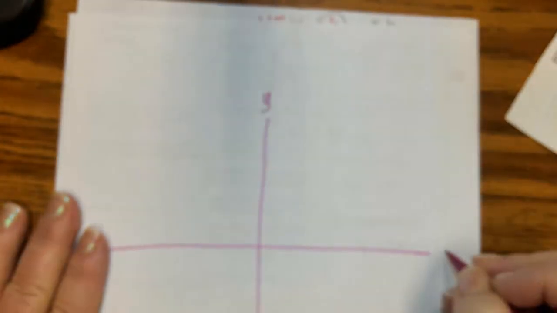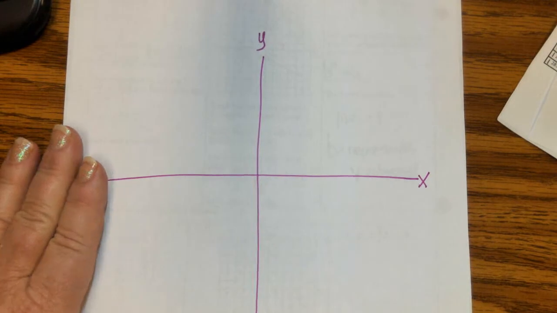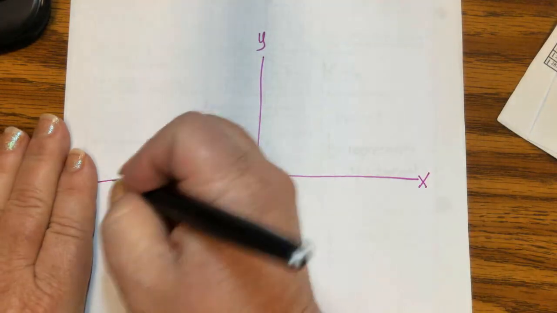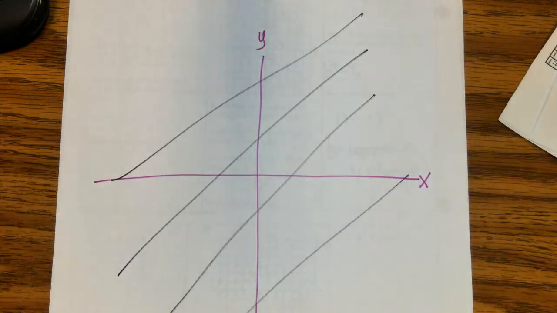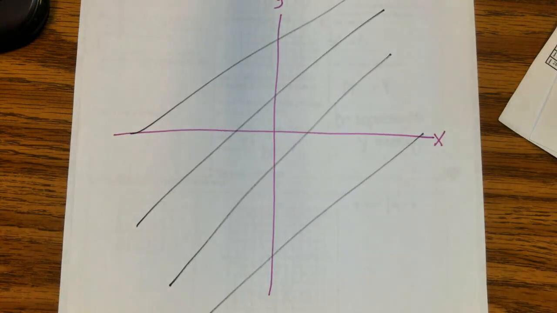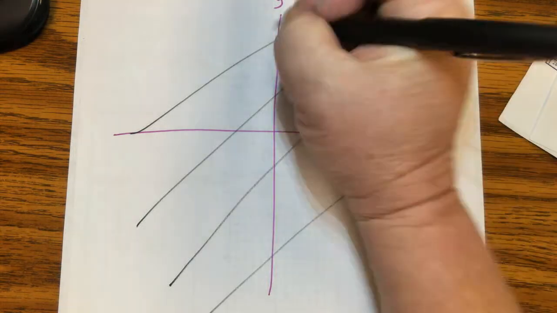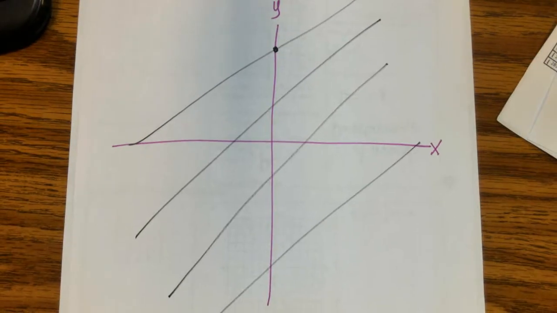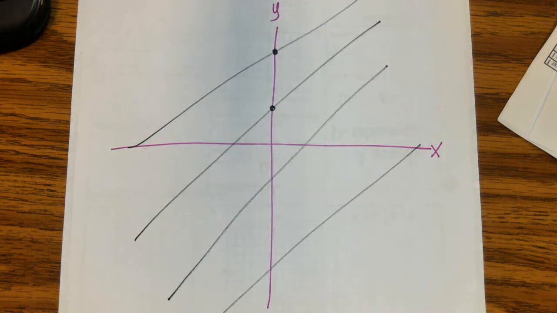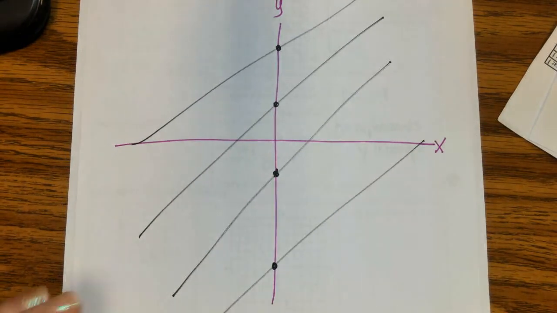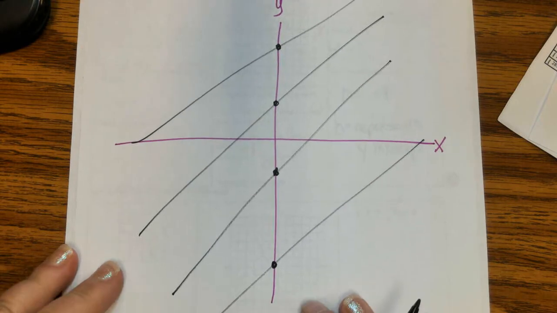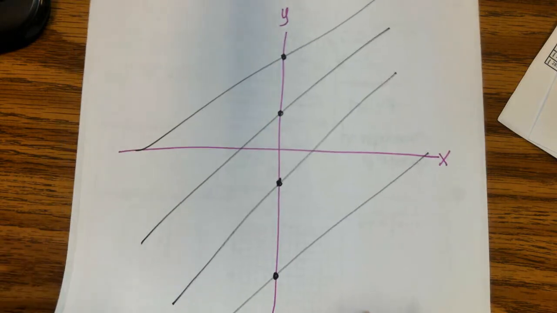Here's your y. Here's your x. No matter where I cross this y-intercept, what is the value of x? 0. Here x is 0, doesn't matter. Here x is 0. Here x is 0. So in a table, the easiest way to find your y-intercept is to find where x is 0.